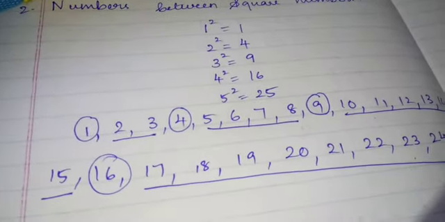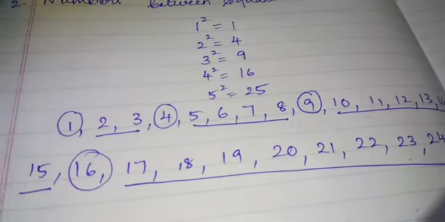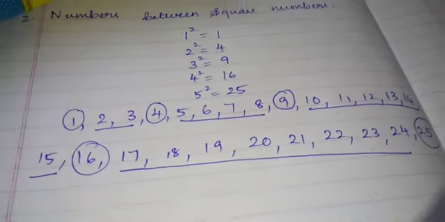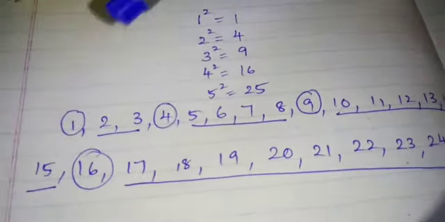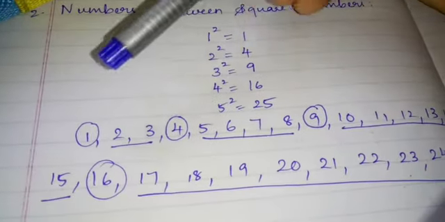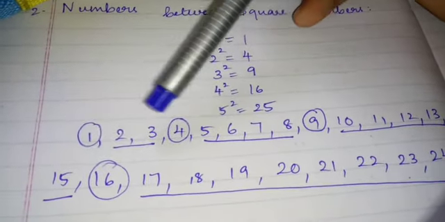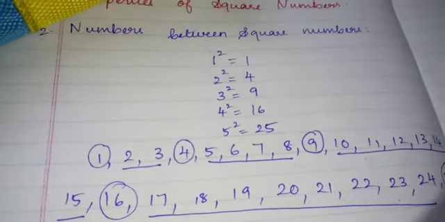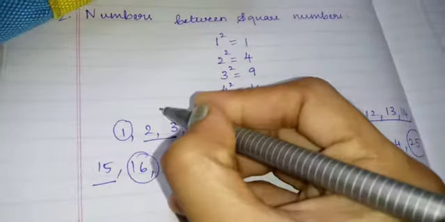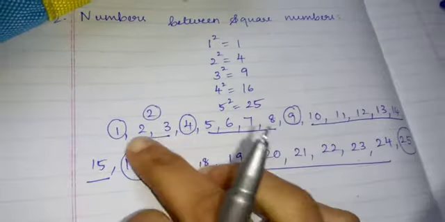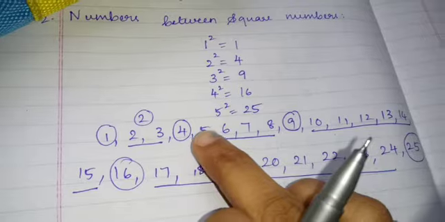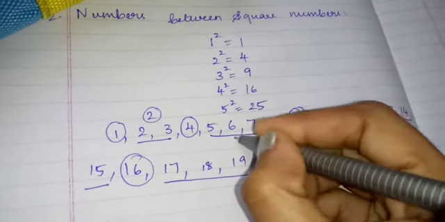So how do we find the number of non-square numbers between the square numbers? Between the first 2 square numbers, the numbers are 2 and 3. How many numbers are there between the 2 square numbers in the first set? 2 numbers: 1, 2. In the second set, 1, 2, 3, 4.